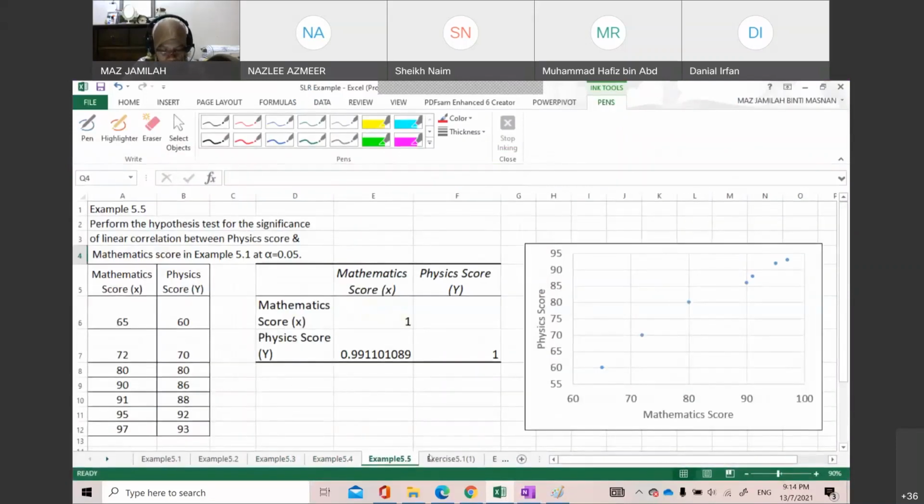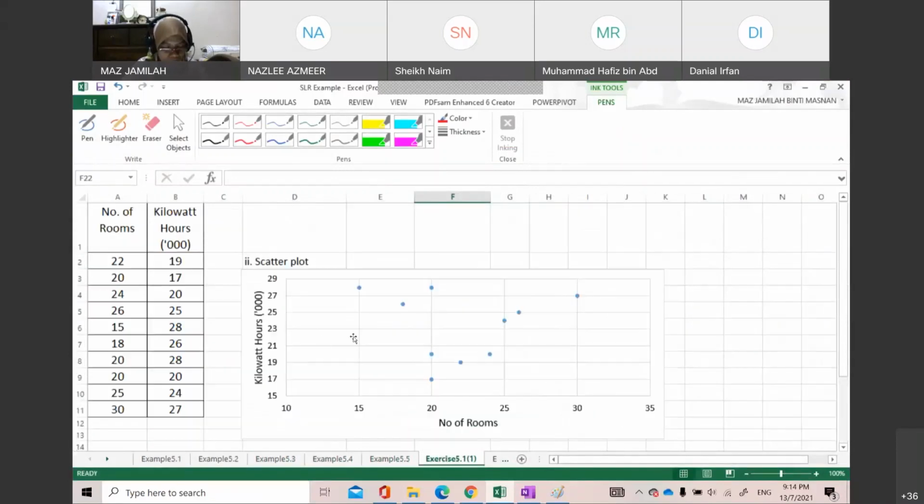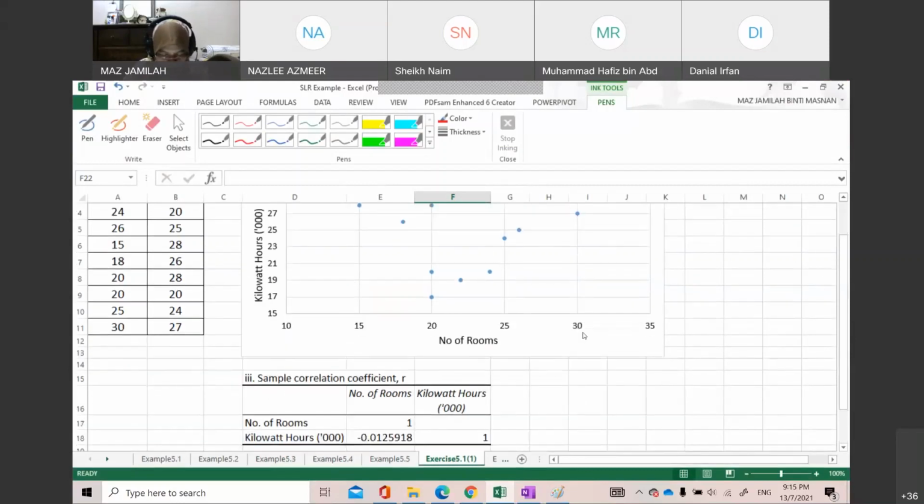Okay, now we have exercise 5.1. The number of rooms is your x, and kilowatt hours is your y. Do you want me to show how to plot the scatter plot again, or directly explain from the scatter plot? Show, Doctor. Show, yeah. Okay.